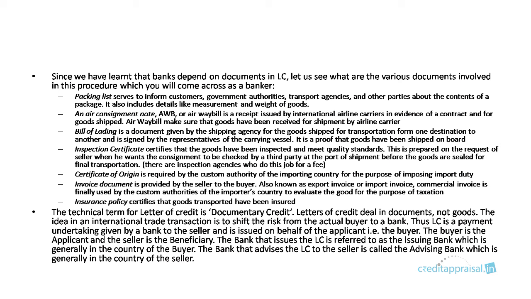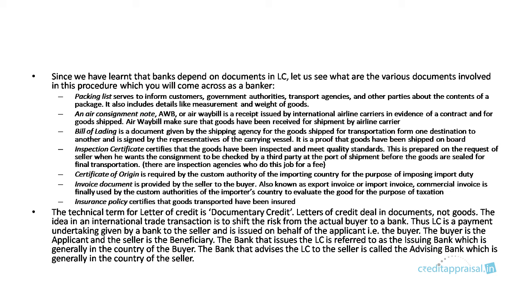Then there is something called an inspection certificate that certifies that the goods have been inspected and meet quality standards. Usually there are outside inspection agencies that perform inspection for a fee. So I, as an importer, can appoint some agencies, pay some fees to these external parties and get the material inspected. At my request, they will check before shipment and get the materials inspected.